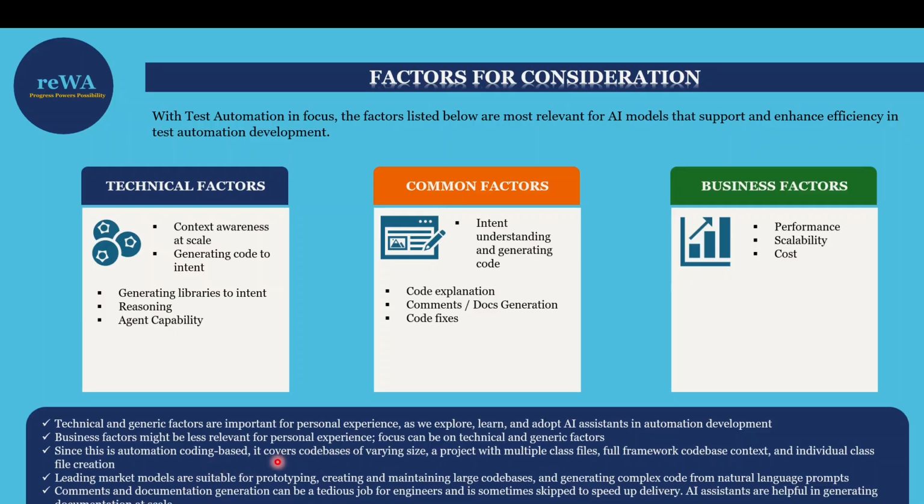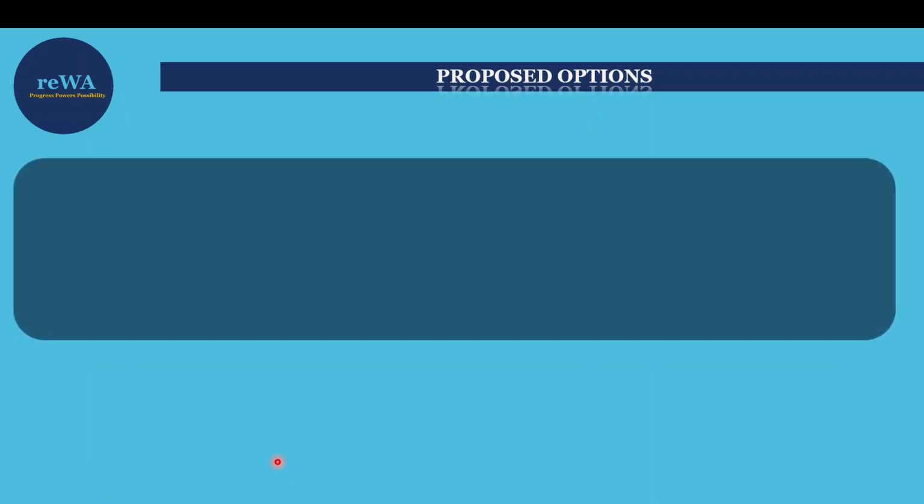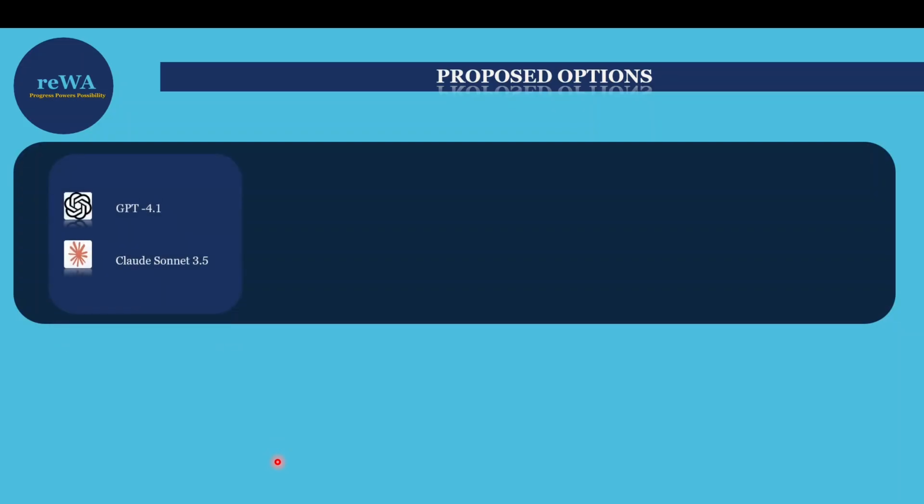Coming to the next, what are the proposed options in my view? Based on my analysis, by reading and exploring different models, I came up with these options. The first one is GPT 4.1, which comes from the OpenAI side, and the second one is Claude Sonnet 3.5. These are medium range models, and these two models are sufficient for test automation development.